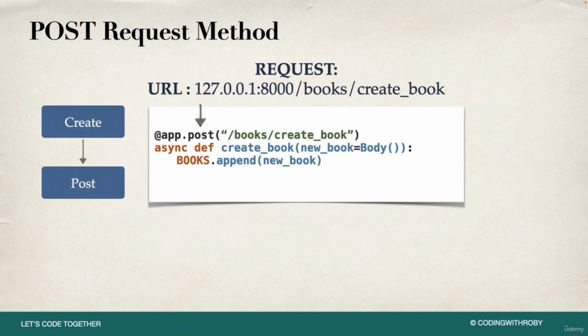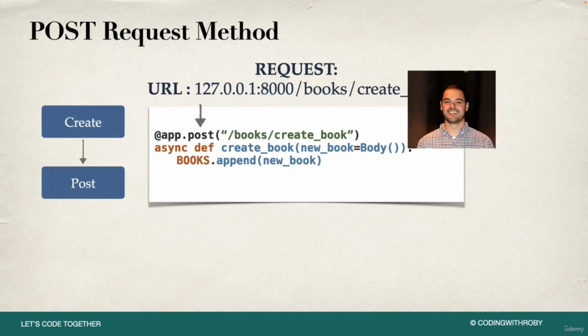/books/create_book. We then have a new Python function of async def create book, and we're passing in a new variable called new book. Well, this new book is going to be equal to body. Therefore, the new book variable is going to be equal to whatever we're passing in as the body of this post request. Well, we know that this body is going to be exact same information of a new book. So then we can just go ahead and say books.append to the new book, because new book is that new book that we're passing in as the body. So with all this, let's go ahead and just dive into code so we can create our first post request method.